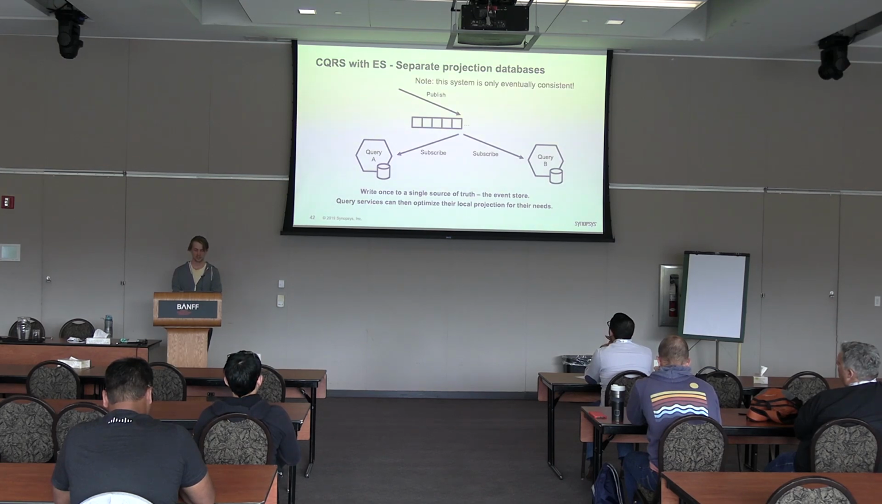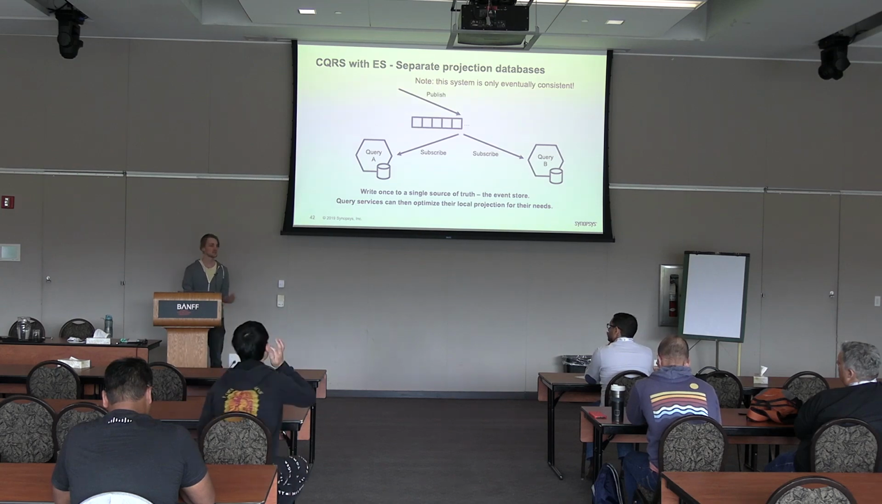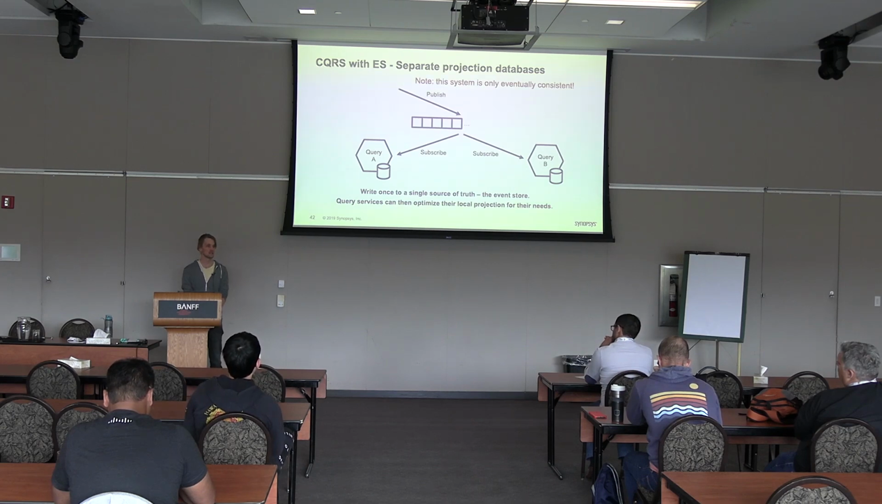Fairly important note, this system is only eventually consistent. If one subscriber takes longer than the other, if one of them goes down temporarily, if you ask both of them, say, what's the total number of users in the system, you might get different answers back. So, trade-offs.